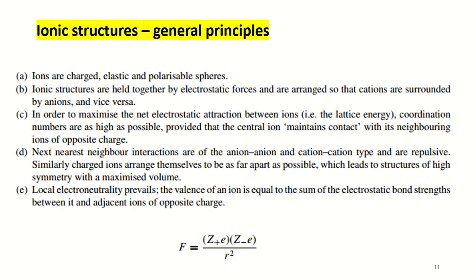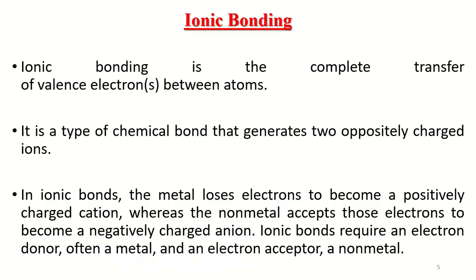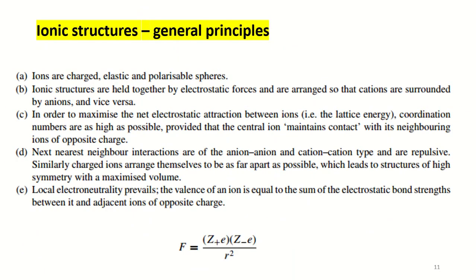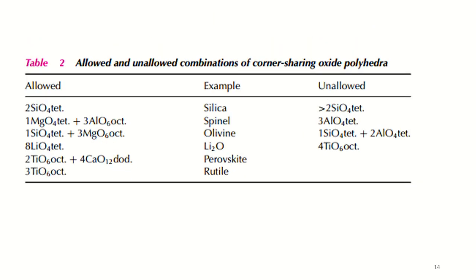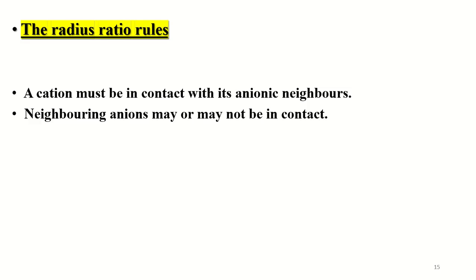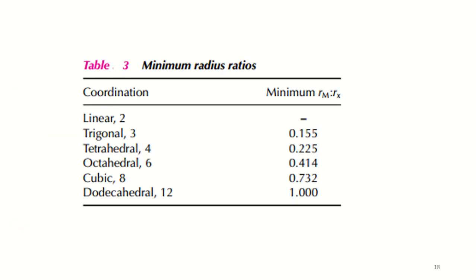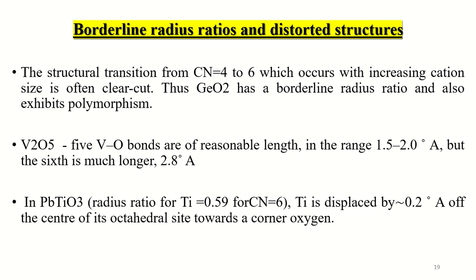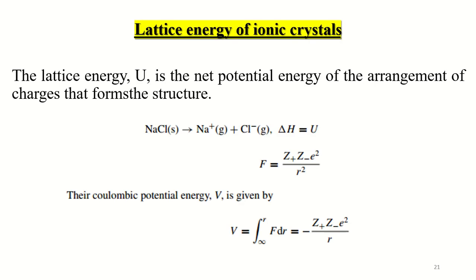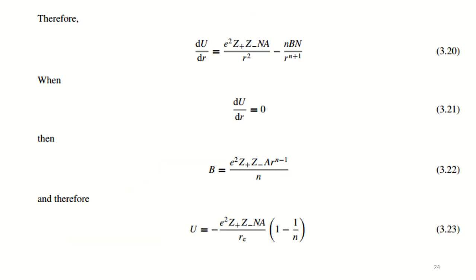After the ionic radii, we already discussed the ionic structures along with the general principles. Moreover, the radius ratio rules, and we'll also discuss how to find the radius ratio of different compounds like sodium chloride, cesium chloride, etc. Moreover, we already discussed the borderline radius ratios and distorted structures of molecules along with the lattice energy of ionic crystals.